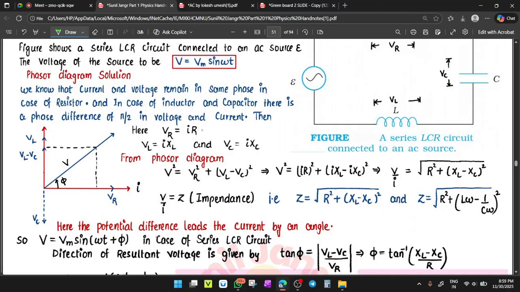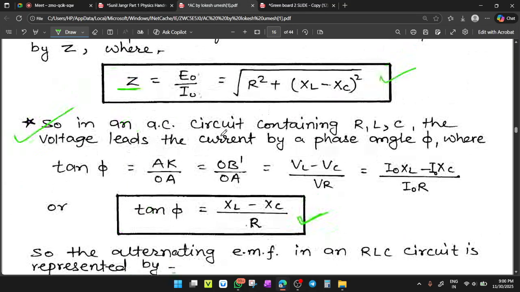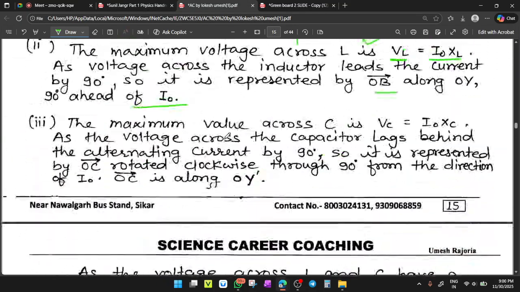Yes, I think this derivation is better for clear understanding. V_R equals IR, V_L equals I X_L, V_C equals I X_C. So V_L is taken upside, V_C is taken downside, and the resultant voltage towards the Y-axis equals V_L minus V_C. Towards the X-axis, it equals V_R. Taking the resultant by the Pythagoras theorem, V square equals V_R square plus (V_L minus V_C) square. Okay, all the things are equal like this. Z equals the square root of R square plus (X_L minus X_C) whole square.